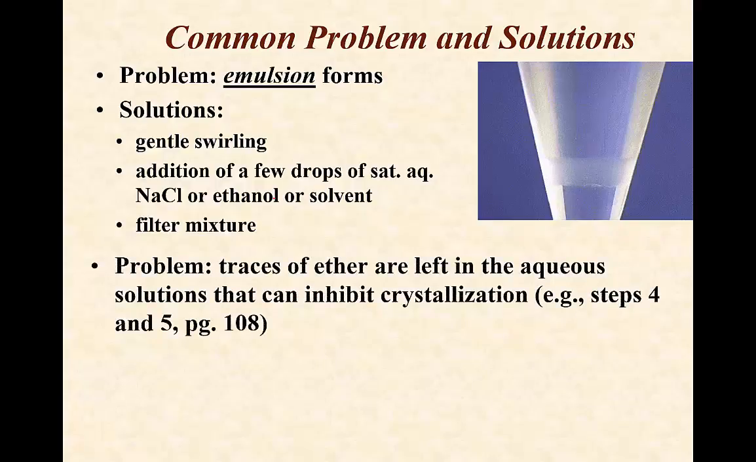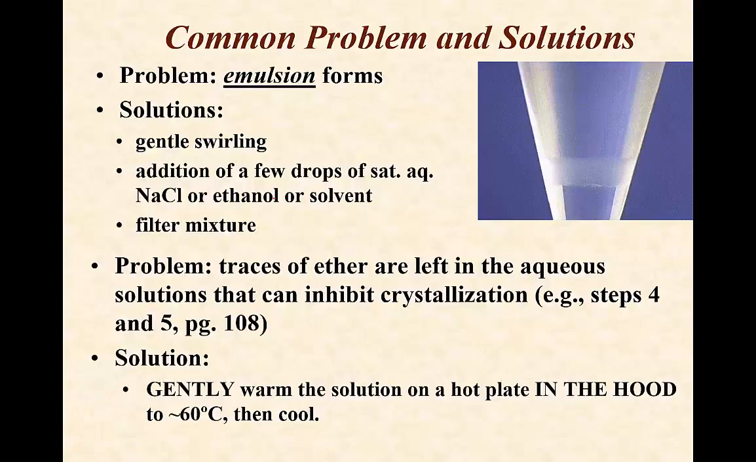Another problem that can happen is that traces of ether get left in the aqueous solution. That can sometimes keep your product from crystallizing and crashing out. This would be like steps 4 and 5 in your procedure. If that happens, what you need to do is just remove the ether. So gently warm the solution on a hot plate, just not even very hot, just to about 60 degrees Celsius. Let it cool down. That will be enough to evaporate out the ether. That should encourage crystallization. Only do that if you do not get crystallization from your aqueous layers when you acidify.